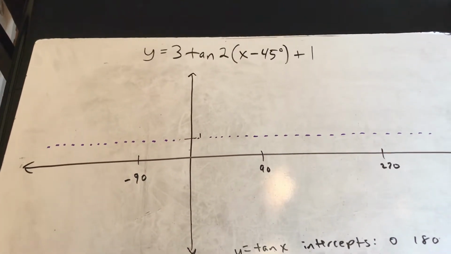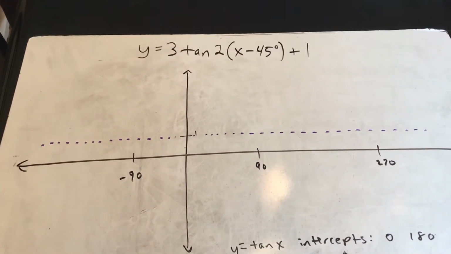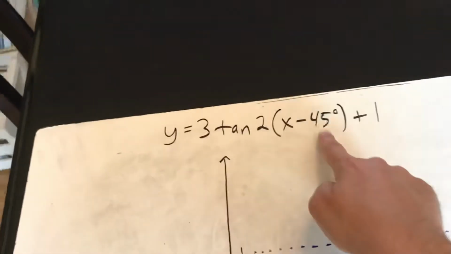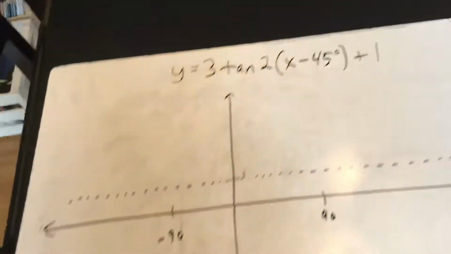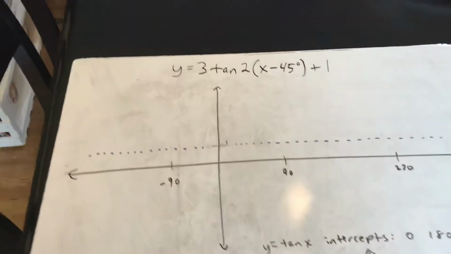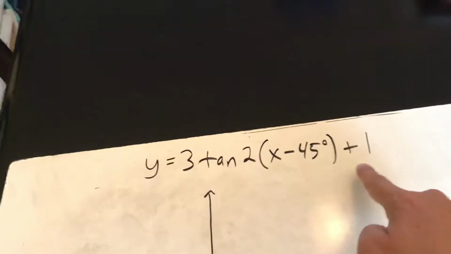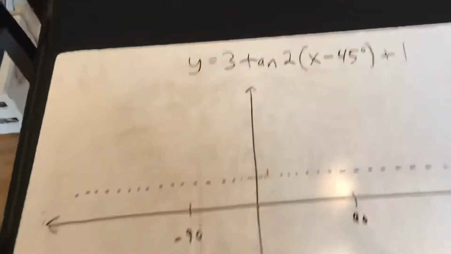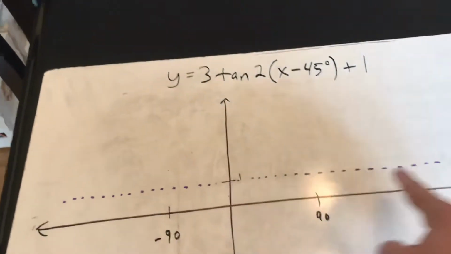I want to briefly look at how to graph y equals 3 tangent of 2 times the quantity x minus 45 degrees, plus 1. If this was in radians, that would be minus pi over 4, but I'm going to do it in degrees here. Anyway, the same ideas as normal work. For example, we've got a plus 1 here. That means that the midline is going to be at 1. So you can see I've drawn the midline in there.